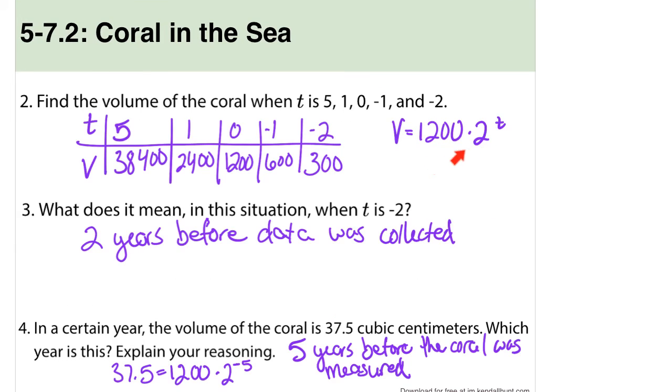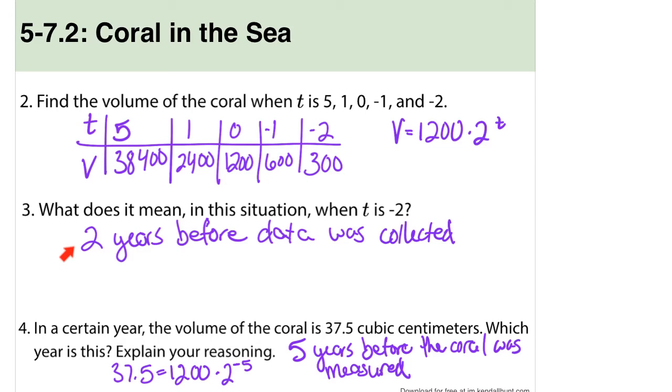Okay, using the equation that we wrote, we're going to find the volume of the coral when T is 5, 1, 0, -1, and -2. I created this table here to organize it. And all I did was I plugged in these values for T into the equation, and these were the values that we got out for the volume. And what does it mean in this situation when T is -2?